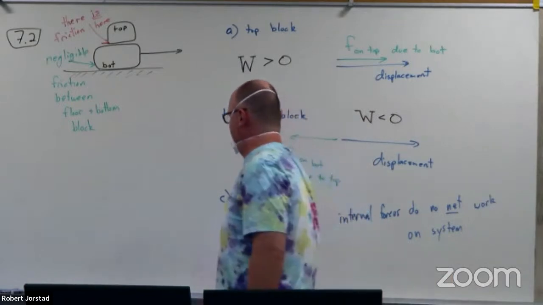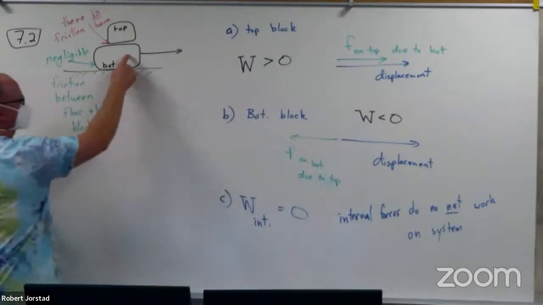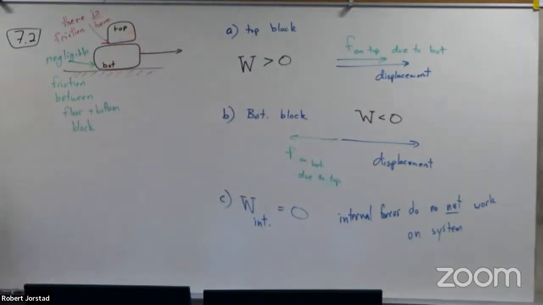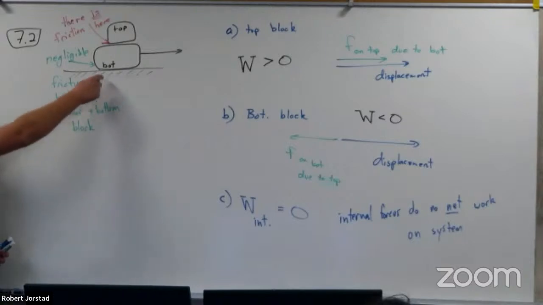How would these answers change if I, instead of pulling the bottom block, pulled on the top one? Take a second, think about it with your friends. Discuss with your friends. If we switch the applied force to the upper block, how would that change these answers? There's still no friction on the bottom. There's still no friction here, but there still is friction here and they still slide together.